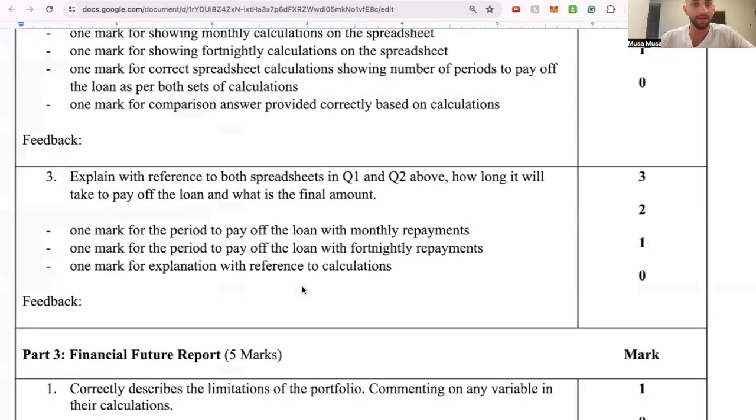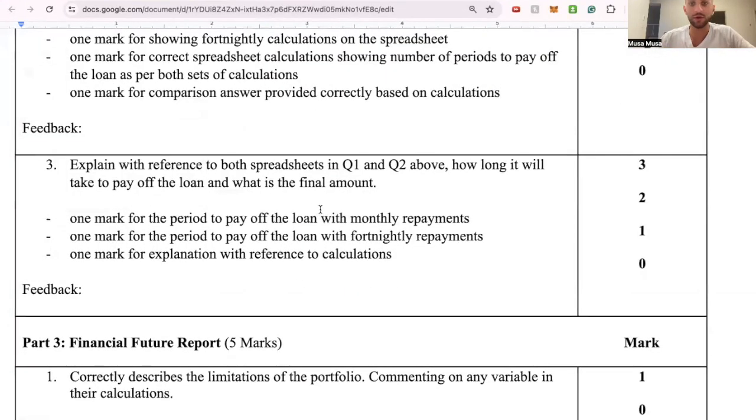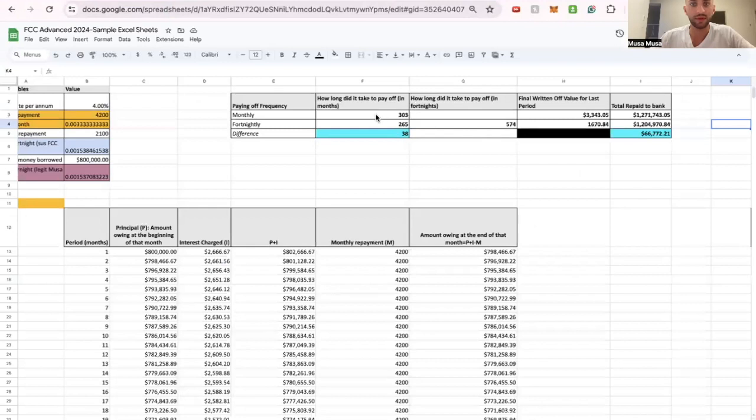Let's go back to here. 1 mark for period to pay off the loan with monthly repayments. This is that 303 months. 1 mark for period to pay off the loan fortnightly, 574. Or you could also write it as 265 months, but 574 is more accurate, because there's no rounding.